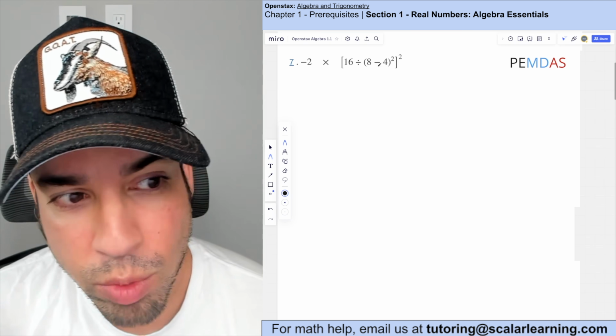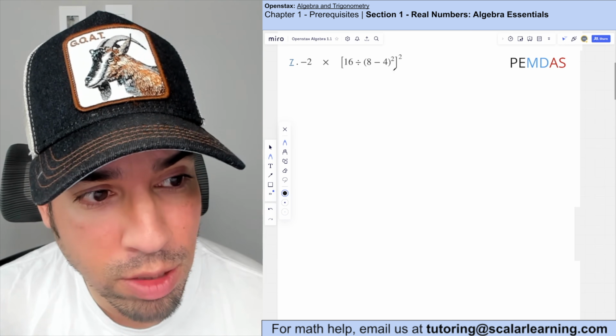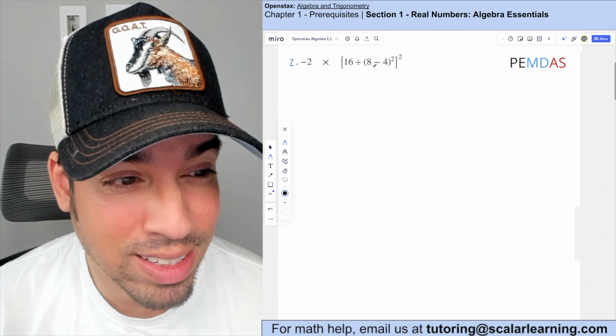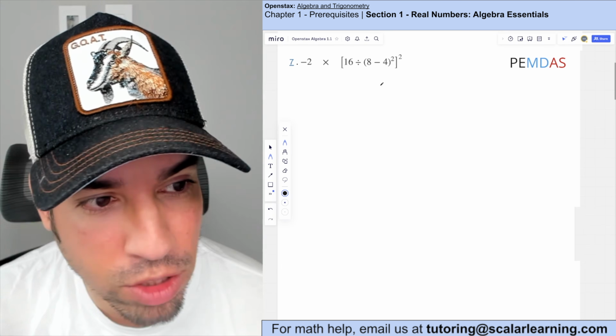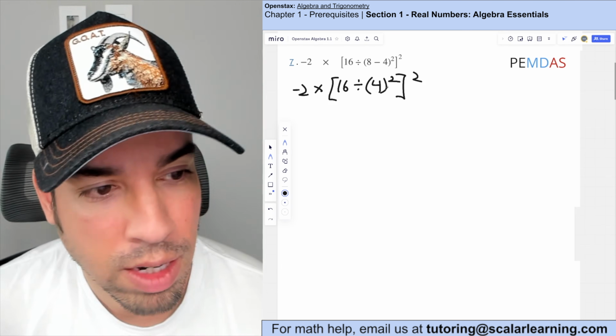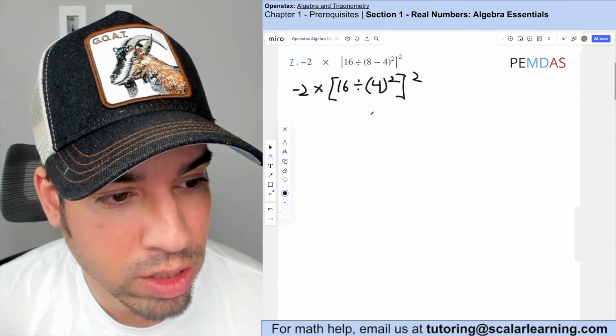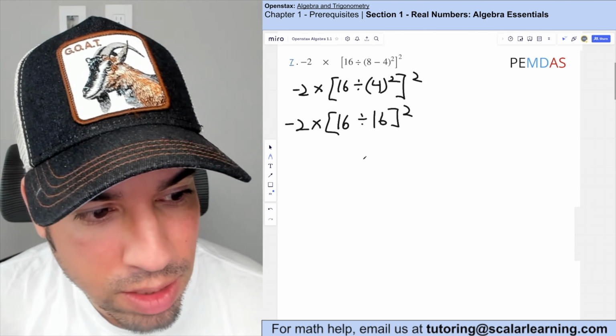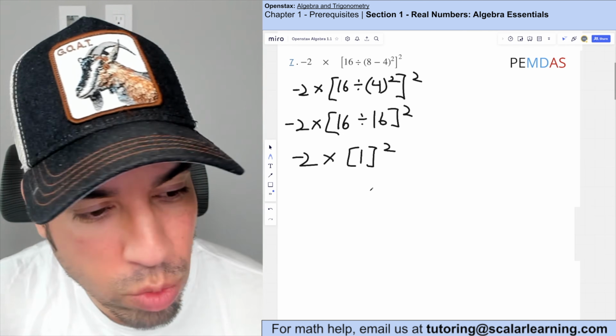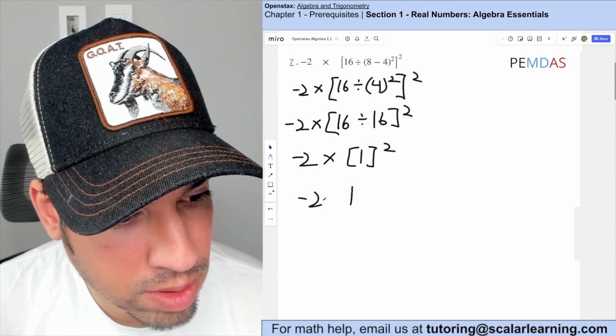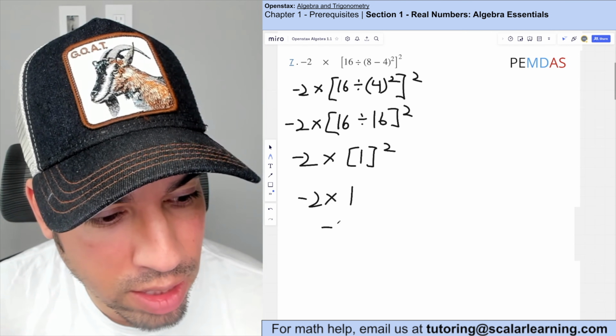Done. Once again, we're going to do parentheses first, but we got 2 sets of parentheses. So I'm going to go to the most inside set first. So I got 8 minus 4, which is 4. Then I've got 4 squared within those parentheses, so I'm going to do that first. 4 squared is 16. Then I got 16 divided by 16, which is 1. And then 1 squared is, of course, 1 times -2 is -2.